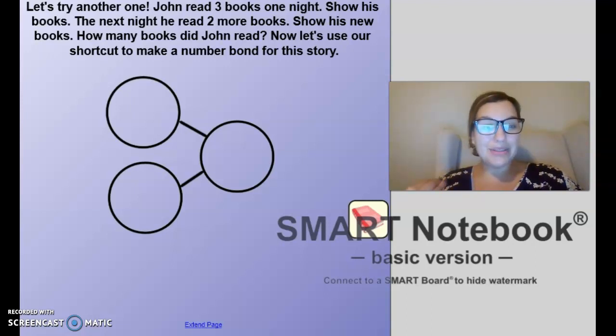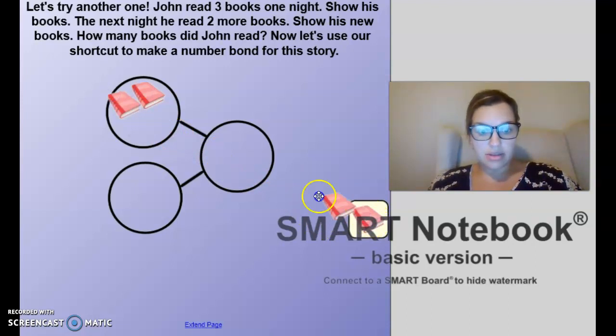Great job. So let's see what we got. John read 3 books 1 night. So I'm going to put 3 in one of my parts because that was just one of the nights he read 3 books. 1, 2, 3. So you could have 3 shapes, 3 books, anything to show 3. Then he read 2 more the next night.